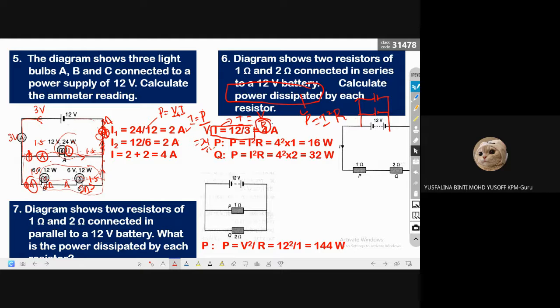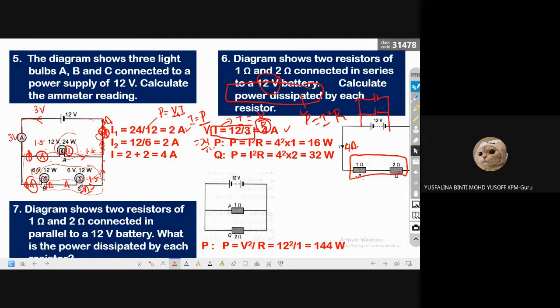So the R is what? The effective resistance here. This is series, right? So you just need to add 2 plus 1, so you will get 3. So that's why you got 3 here for the R. And for the V, they already give you 12 volt, so you just put 12 volt. So the current flowing in the circuit is 4 ampere here.